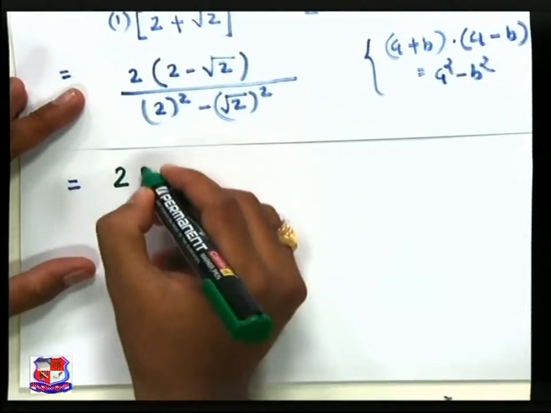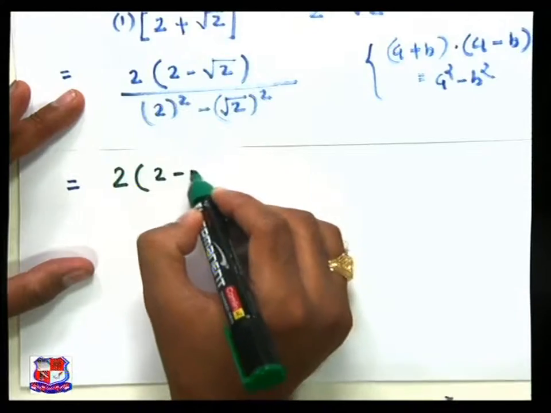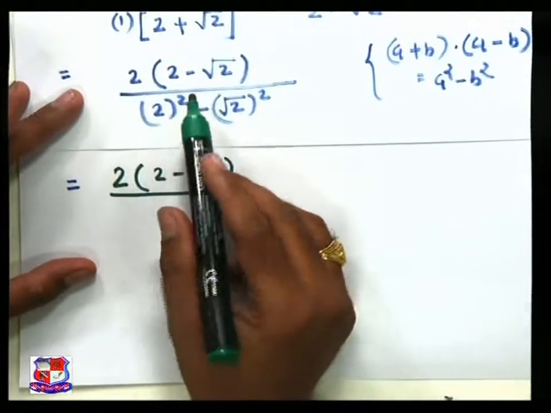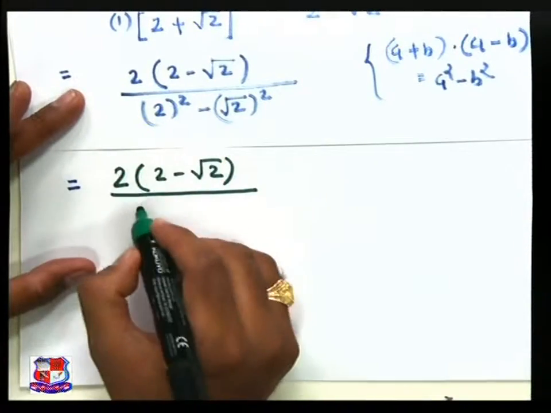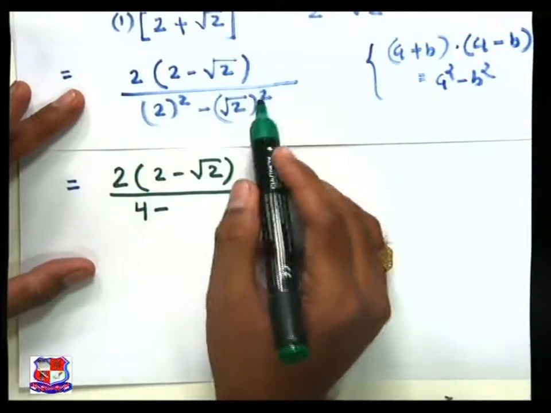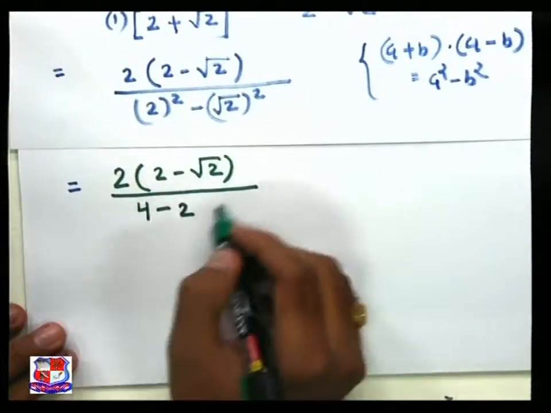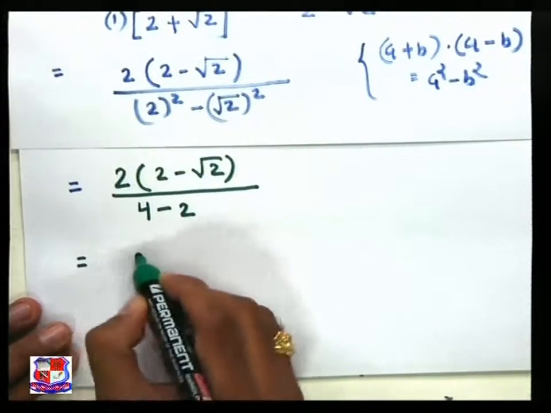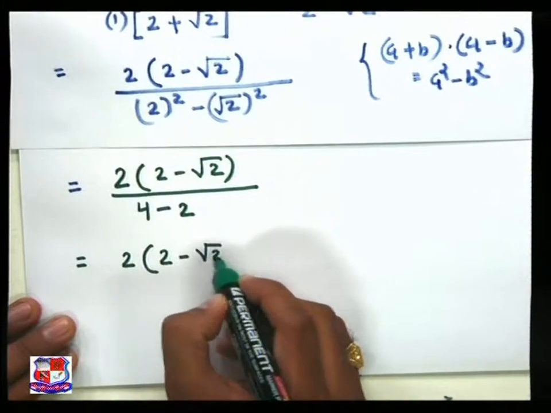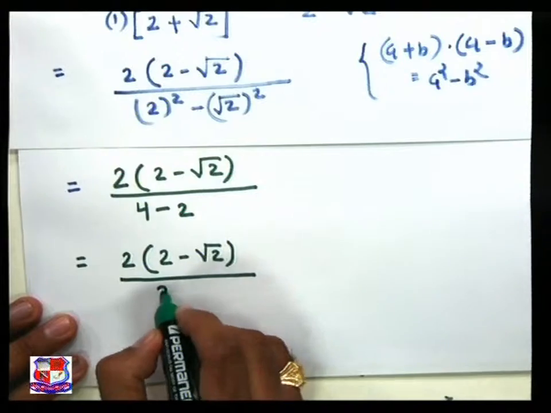As it is. Here 2 minus square root of 2, divided by 2 square, 4 minus square root of 2 square, only 2. Now again simplify this step, is equal to 2 minus square root of 2 and 4 minus 2 equal to 2.